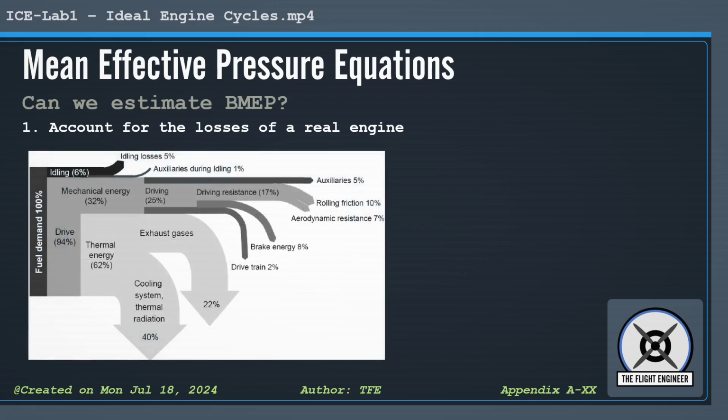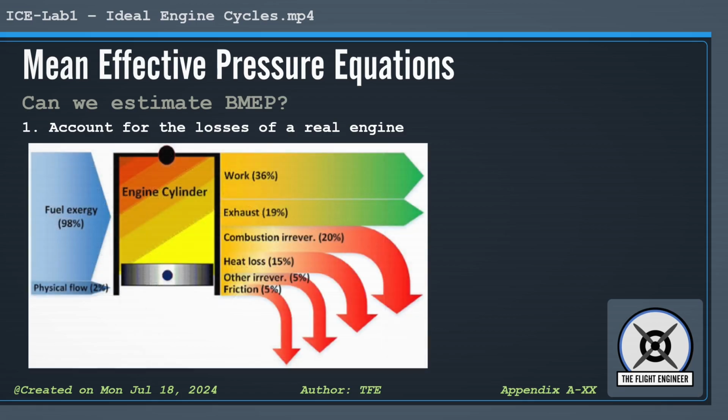For example, this one's taking the entire fuel demand over the life of a vehicle. The thermal energy used to the cooling and the exhaust is pretty similar. But furthermore, they also break down what's being done with the mechanical energy. Is it road resistance? Is it drivetrain losses, aerodynamic resistance, or just idling without doing any work? So these diagrams can get as complicated as you like. Here's another one that's saying that our exhaust is 19%, combustion irreversible effects are 20%, heat loss is 15%. These don't all agree with one another, but it's because there's a large variation between different engines.